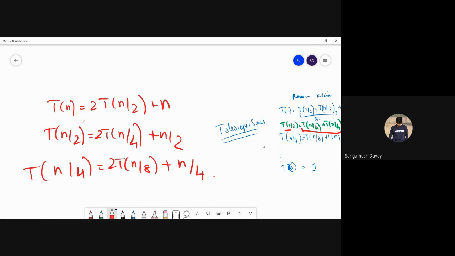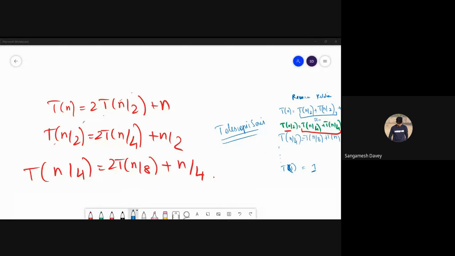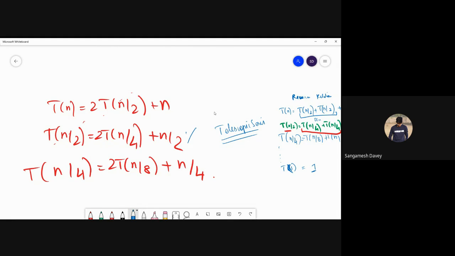Now see here, I can't cancel these two. Even if I cancel one, T of n by 2 will be remaining. So can someone tell me the mathematical adjustment that I need to do over here so that I can cancel those two terms? I'll multiply this entire term by 2. I'll multiply this entire term by 4. The next one by 8. And now you'll know why.